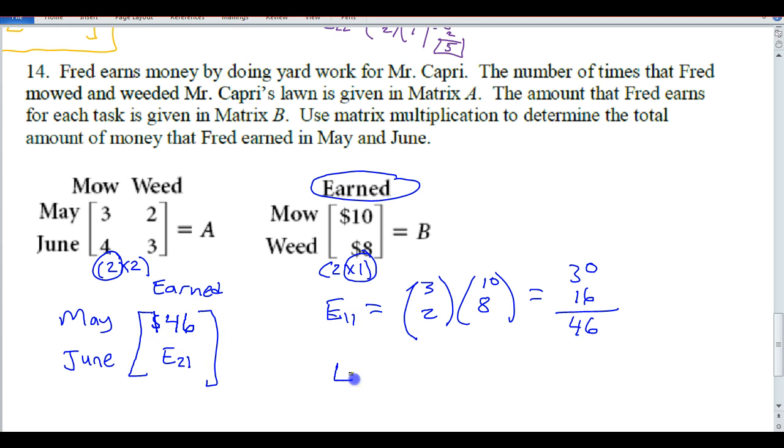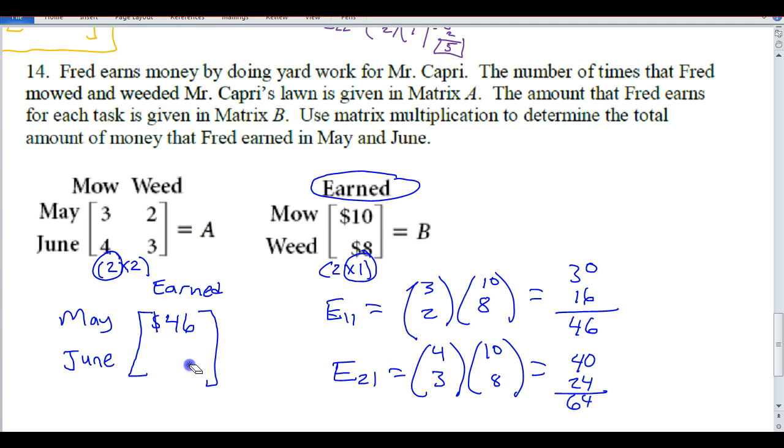And then now we're going to do element 2, 1, row 2, column 1. Row 2 is 4, 3. Whoa, it's not a fraction, Burton. Like I say, row 2 is 4, 3. Column 1 is the same thing, it's 10, 8. If I multiply that together, that's going to be 40 and 24. So that is 64. Alright, and again, this is how much he's earned, so that's $64.